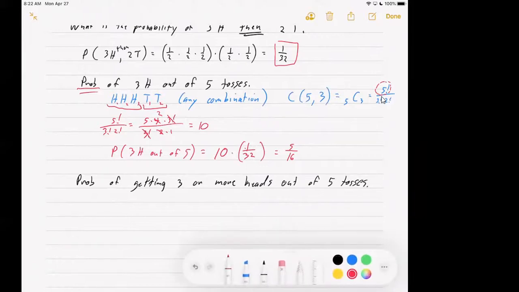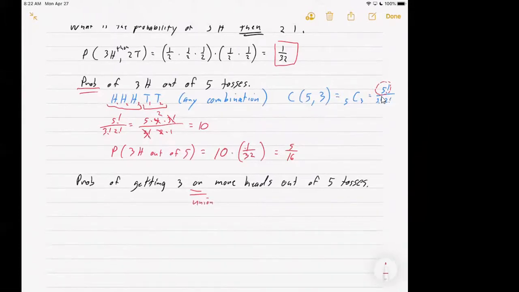Okay, the keyword here is or. That is an or, OR. So the word or reminds us that we're looking at a union of events, okay? The events we would be looking at: event E would be getting exactly 3 heads. Event F could be getting 4 heads. That qualifies as 3 or more. And let's call event G getting 5 heads. If we were to draw out a Venn diagram, E, F, and G don't overlap at all.